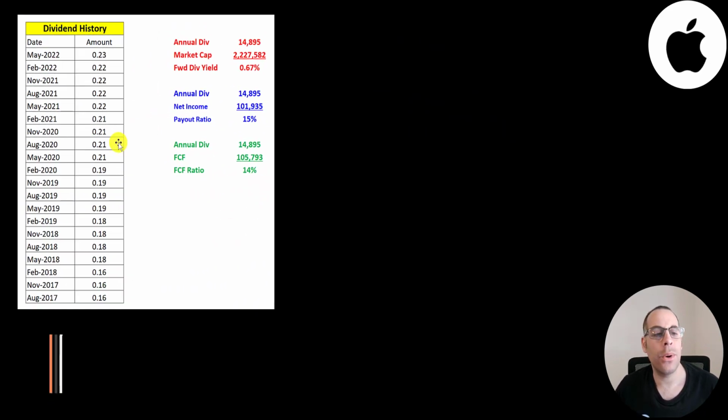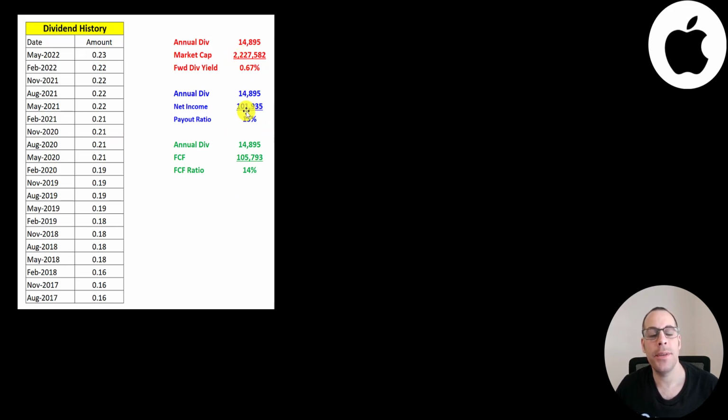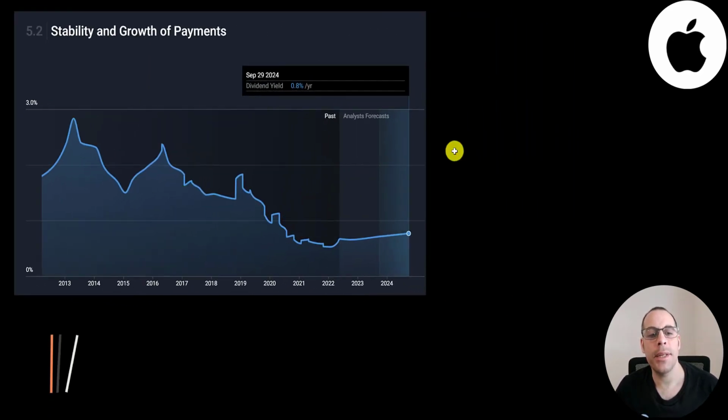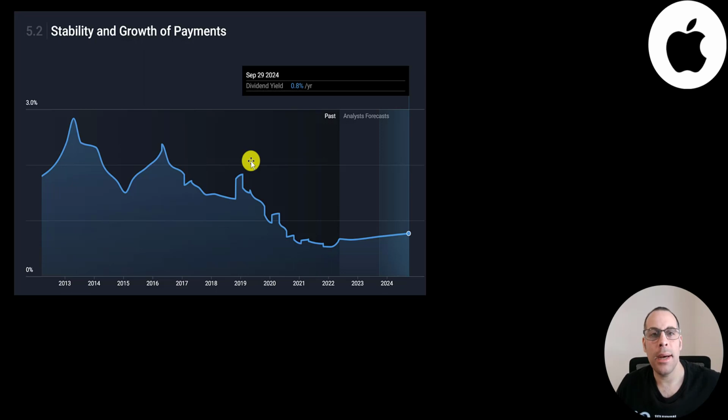They pay a small quarterly dividend. It's 23 cents a share. The dividend yield is 0.67%, which is 15% of their net income, 14% of their free cash flow. But most of their free cash flow goes towards buying back stock, which is another way to reward shareholders. This chart is their dividend yield since 2012. They used to pay a dividend close to 2%, but the yield has come down a lot because their stock price has increased so much. The forecast is for their yield to be 0.8% by 2024.